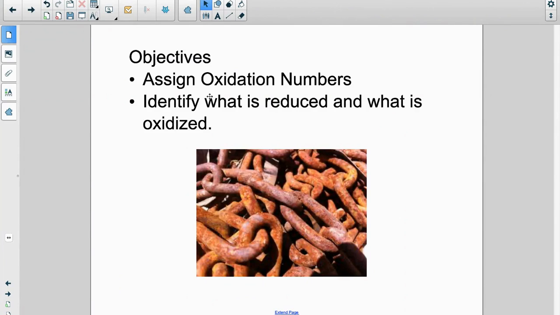This is an AP Chem video on assigning oxidation numbers and identifying what is reduced and what is oxidized in redox reactions. So one example of a redox reaction is what you're seeing right here, the rusting of iron.